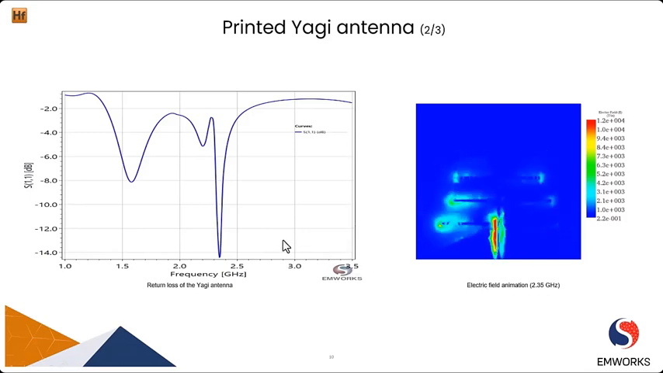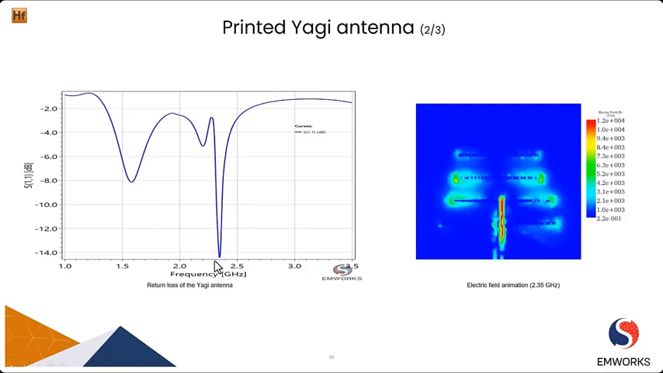As we can see on the graph on the left, the antenna resonates at almost 2.35 GHz. At this frequency, the antenna has a return loss of almost minus 14 dB. On the right, we can see an electric field animation at the resonant frequency.